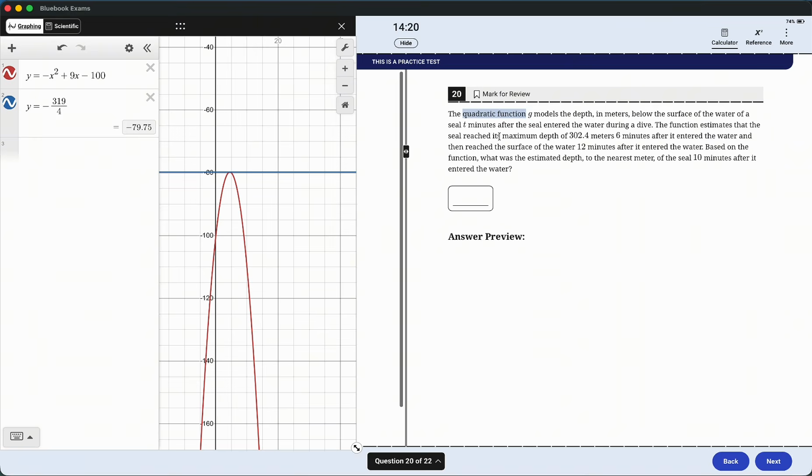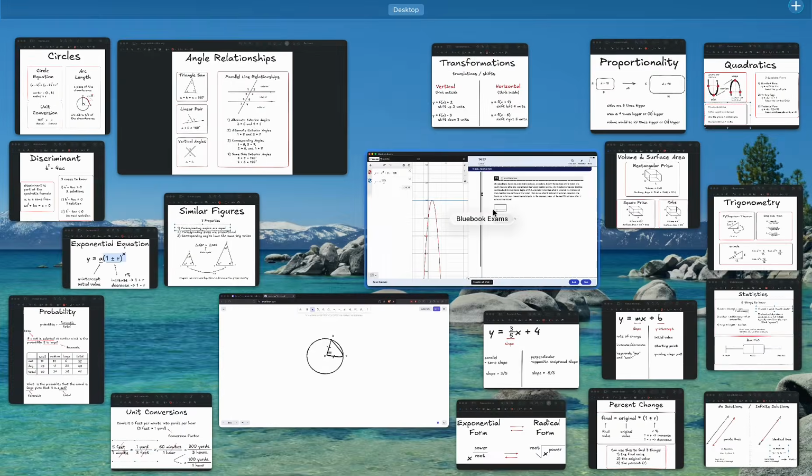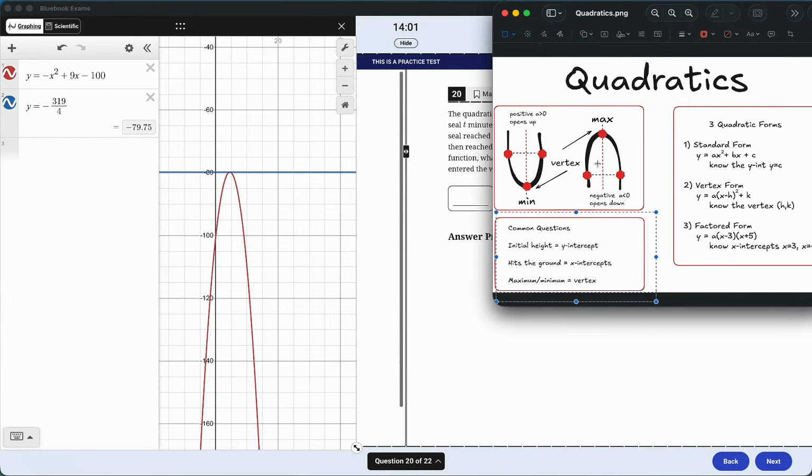The function estimates the seal reached a maximum depth of 302.4 meters after 6 minutes, and then reached the surface of the water 12 minutes after it entered the water. Based on the function, what is the estimated depth to the nearest meter of the seal 10 minutes after it entered the water? Okay, let's bring up quadratics again.